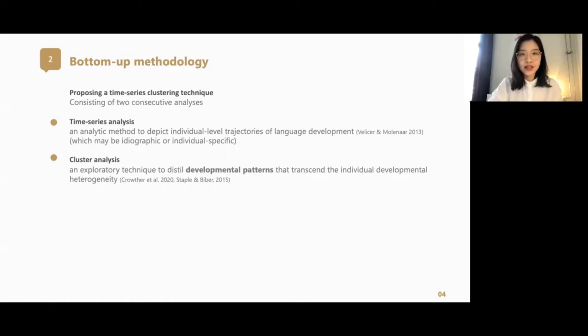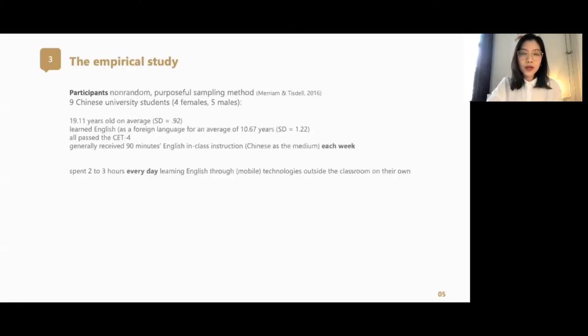First, to capture the developmental trajectories at the individual level, to compare and aggregate those similarly structured individuals, and in the end, to identify developmental patterns that hold for different individuals. As we took a particular interest in learners' self-initiated language learning with technology, and also that occurs outside the classroom, we included participants who had only a limited in-class English instruction and who spent considerable amount of time learning English on their own outside the classroom.